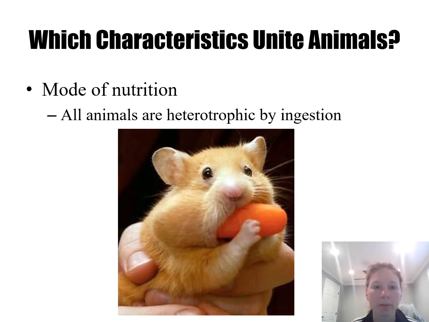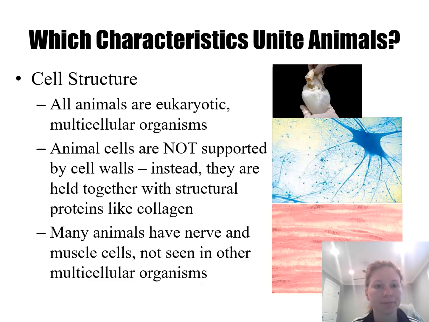So, all animals are heterotrophic by ingestion, so they have to eat. They can't make their own food like plants. They can't absorb it like fungi do. They actually have to eat their food. They are eukaryotic, obviously, and they are multicellular, as opposed to, say, a protist that might be eating something to get nutrition.